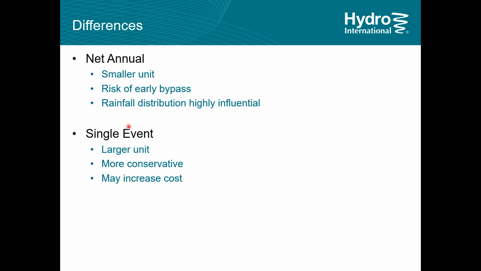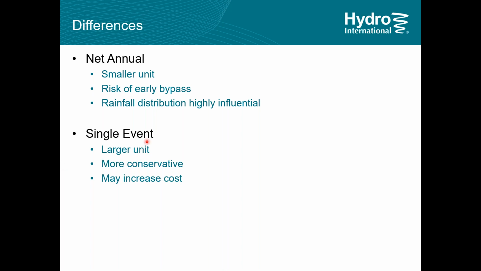With the single event sizing, it's more conservative. It will result in a larger unit. It may increase the cost, but it's generally more robust. So in terms of a water quality outcome, if it's not specified, you might size on a net annual basis or on a single event basis, depending on the sensitivity of the site. You might consider the receiving waters, the size of the site.